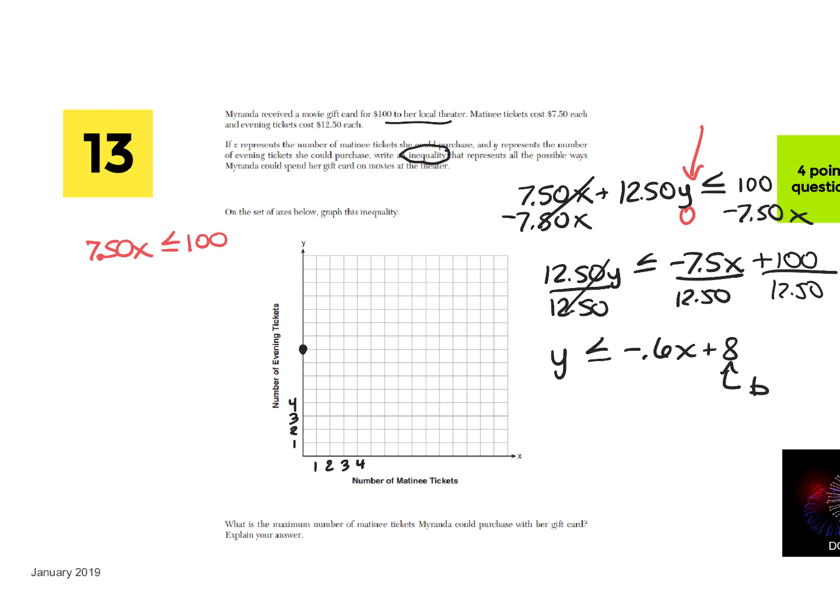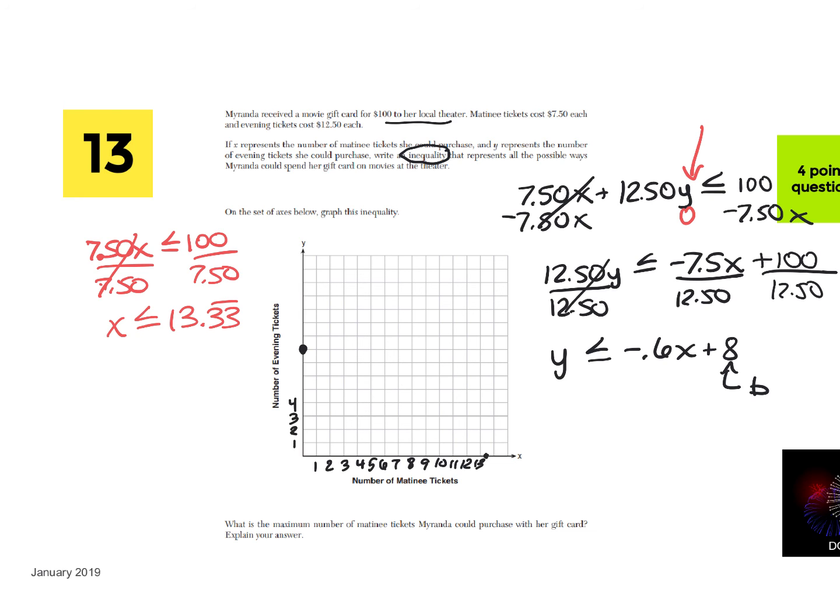So if I divide 100 by 750, I'm going to come up with 13 1/3. So I'll divide this. I'll end up with x is less than or equal to 13.3 repeating. So I'll just do that, right? So I know 5, 6, 7, 8, 9, 10, 11, 12, 13. I'm going to be right about here.